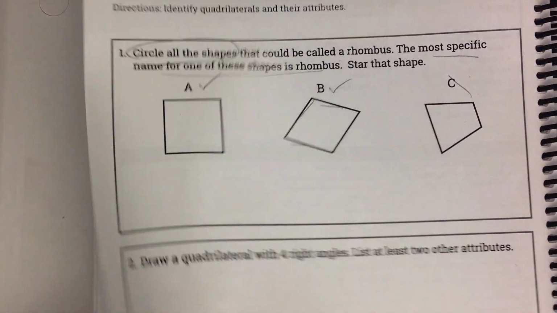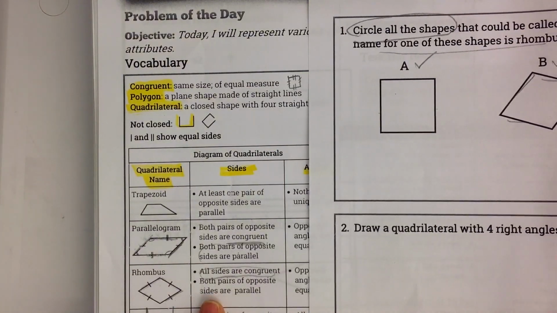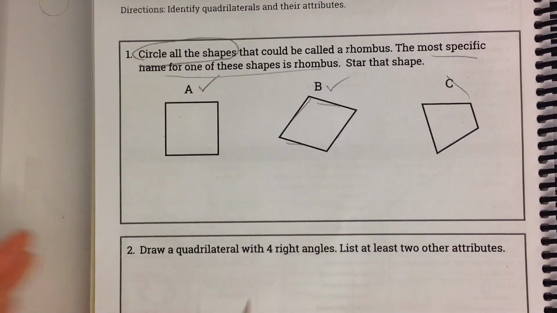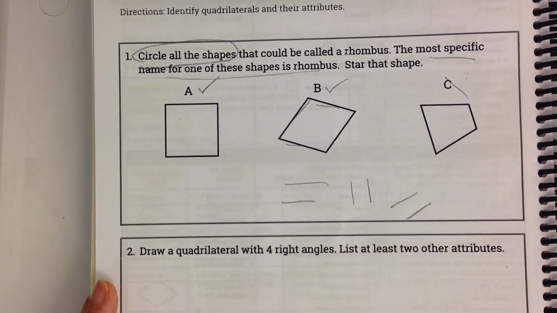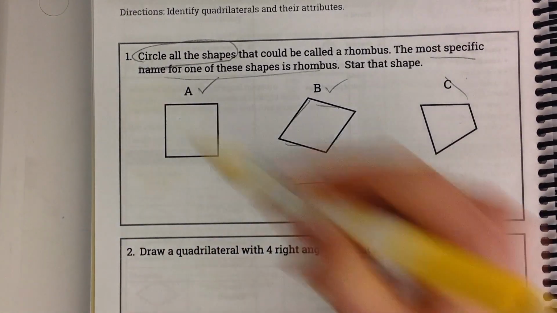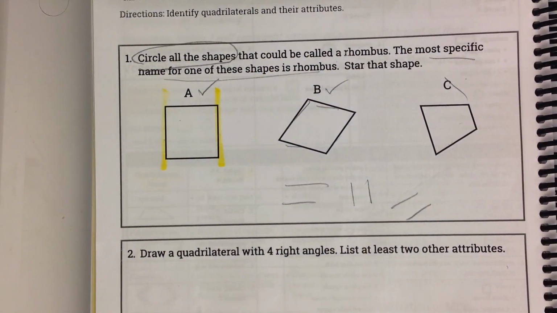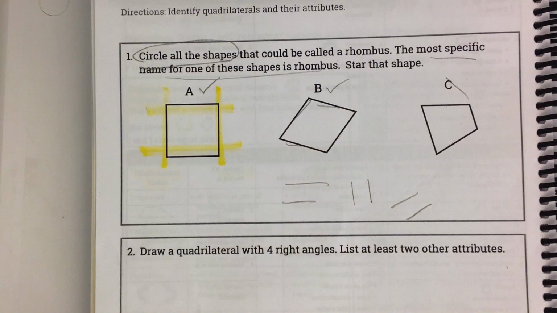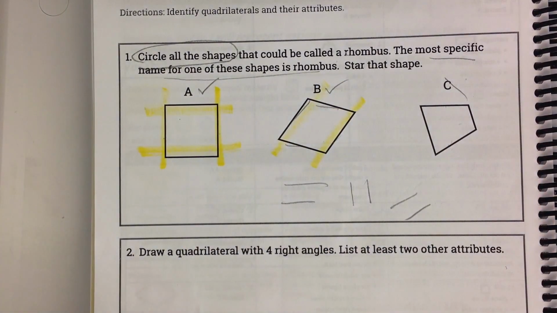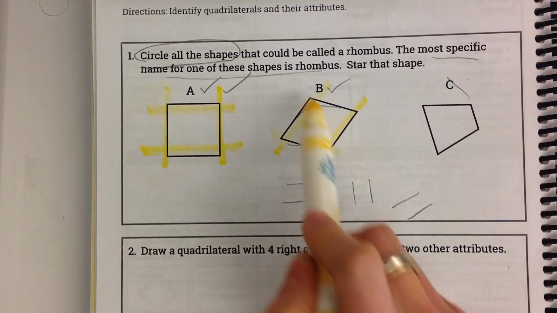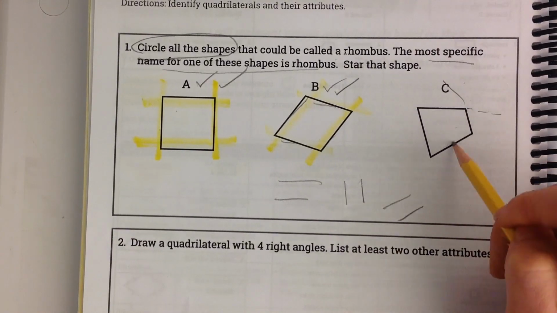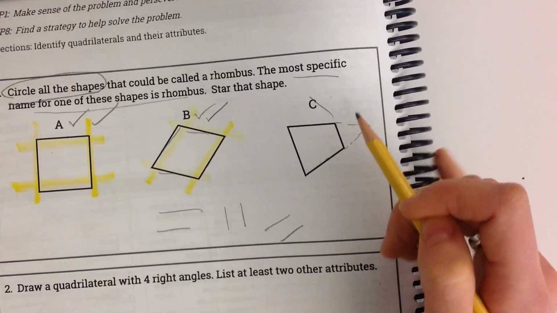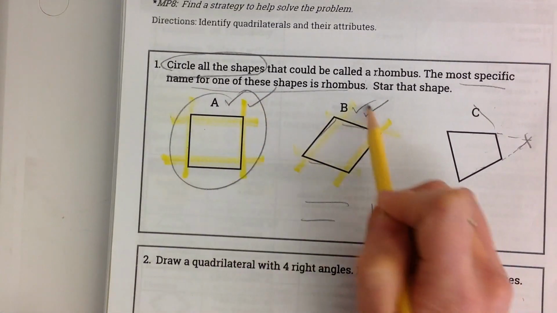Let's look at the next attribute for a rhombus. It says both pairs of opposite sides are parallel. Okay, so those are lines like this, opposite from each other, that are going to go on forever. So if I look here, these opposite lines will go on forever not touching, and so would their other sides. So, check. You already know that C is out, but if I kept going here, they're not parallel. Why? Because eventually these would meet here. So those are not parallel. Okay? So we know that it's A and B.